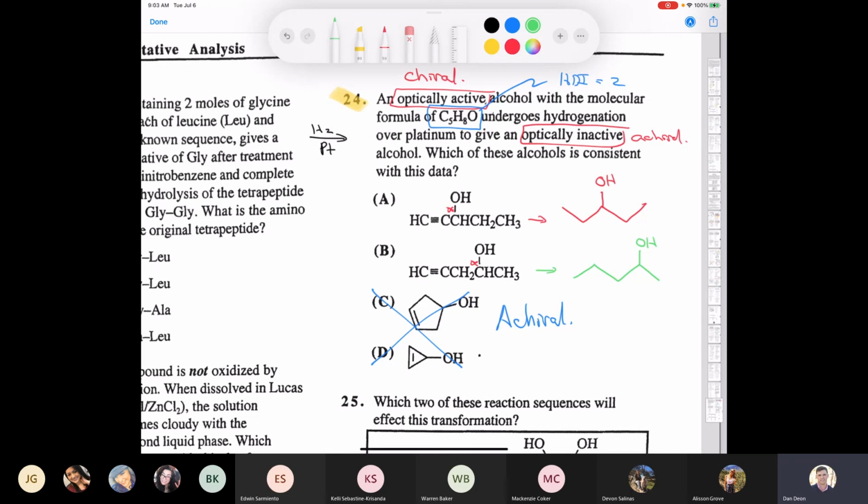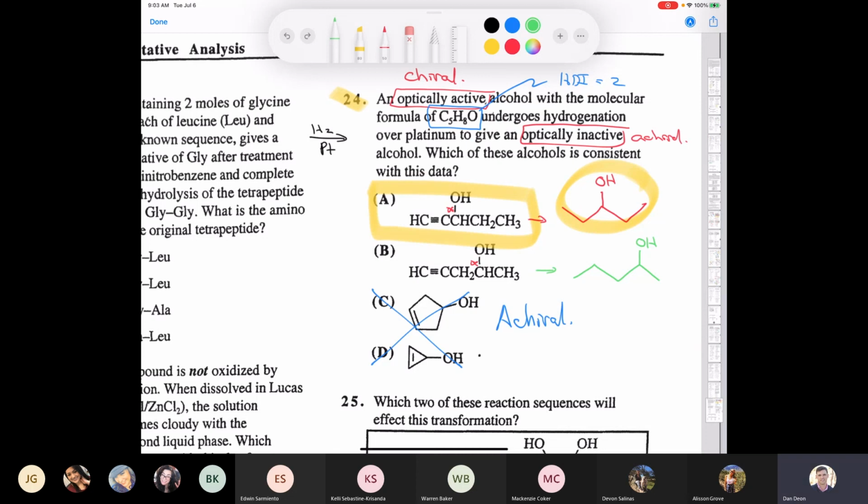The answer is A, because this is a chiral compound, but this is optically inactive. This compound in B is chiral, but so is this. So therefore the answer would be A. Give me a thumbs up if you think you could get that one. If you're like, give me a few minutes, I need to look at it, Mr. Dion, give me a second here, I need my scratch paper, but give me a thumbs up if you follow me on that one. If you're like, yeah, I get it.